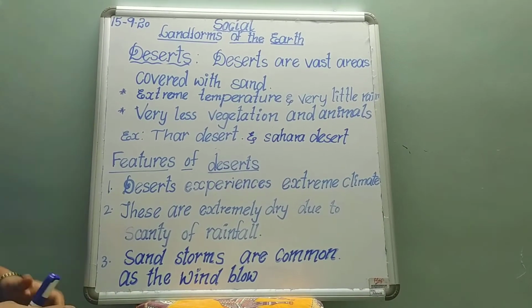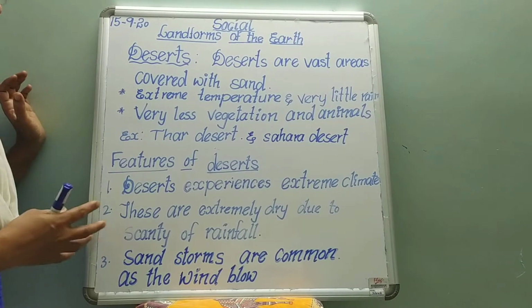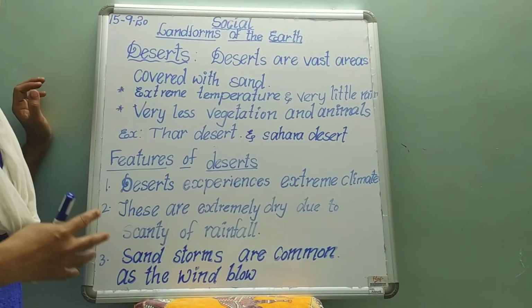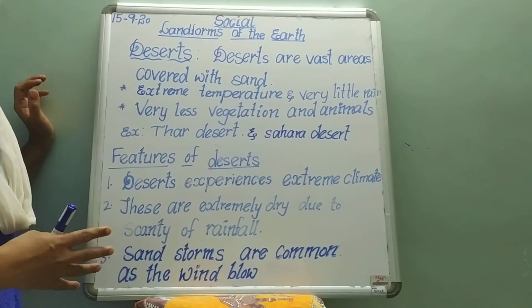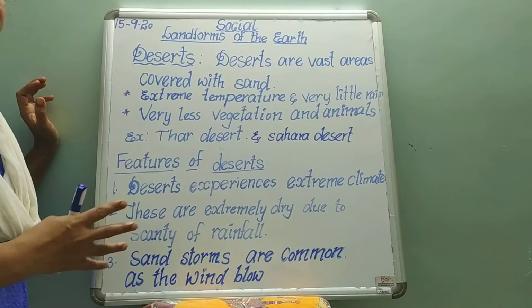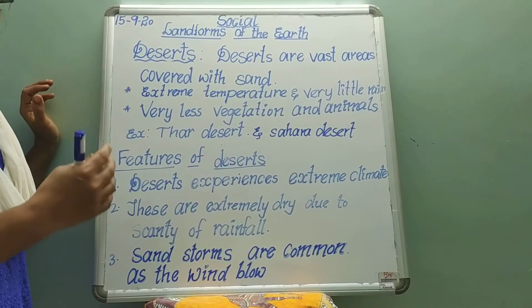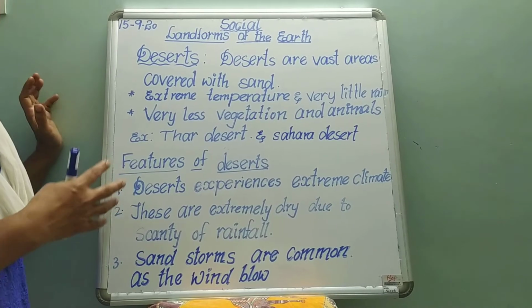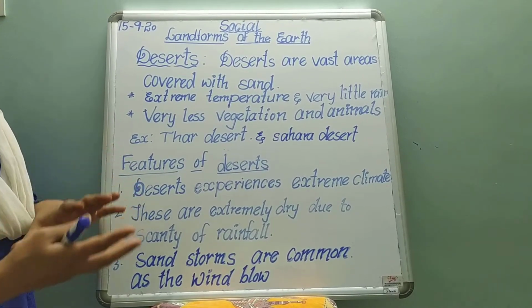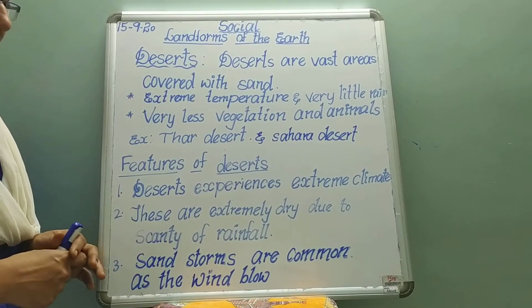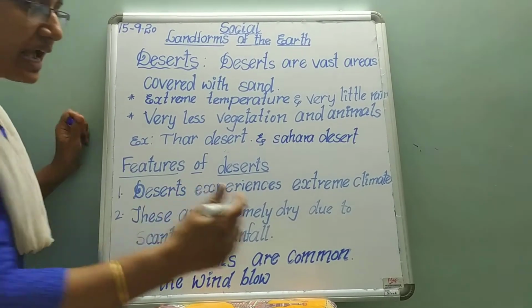When the wind blows, at that time the wind will carry the sand from one place to another and form sand dunes. What will it carry? The wind, or the air, will carry the sand and form the sand dunes.